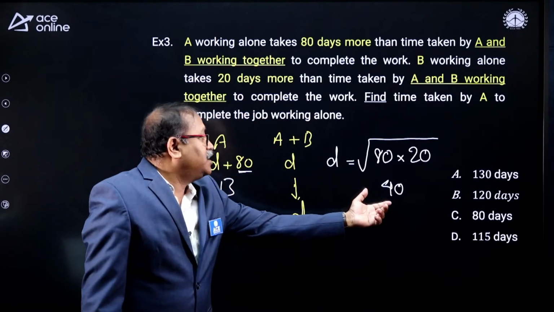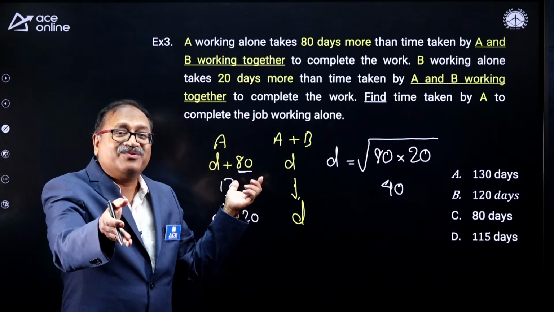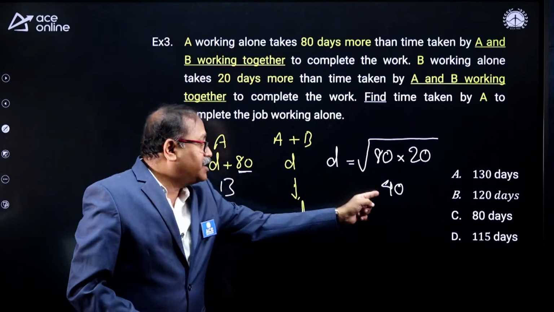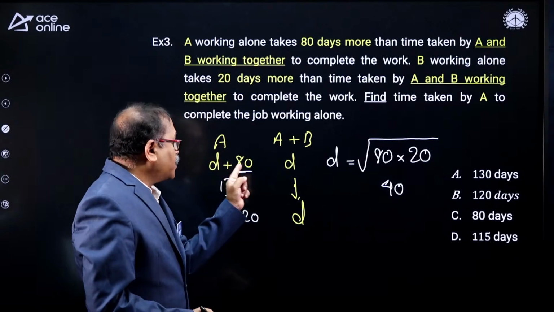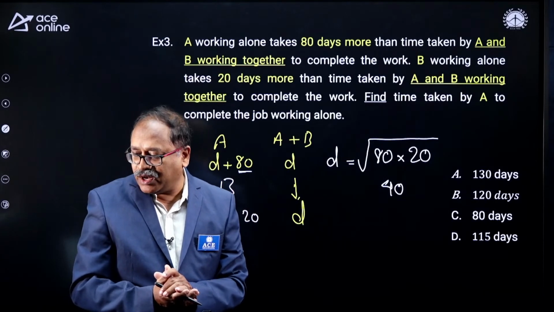And once I get D equal to 40, then I need to find out in how many days A alone can complete the work, which is nothing but D plus 80, where D is 40. So that is 40 plus 80, 120. Can anyone answer the question?